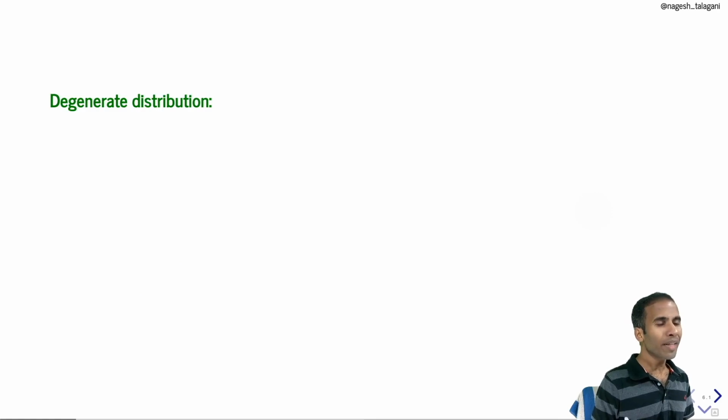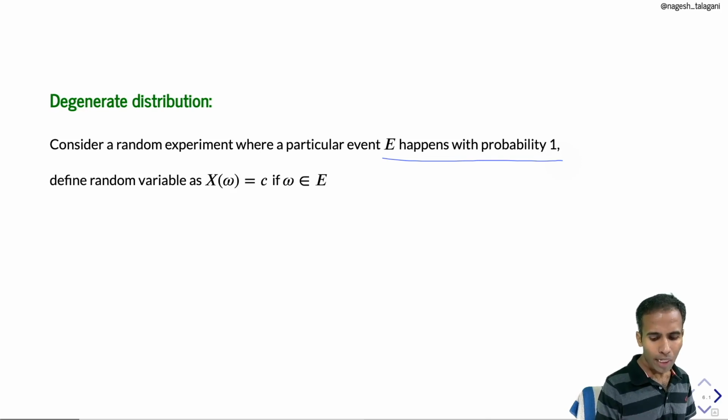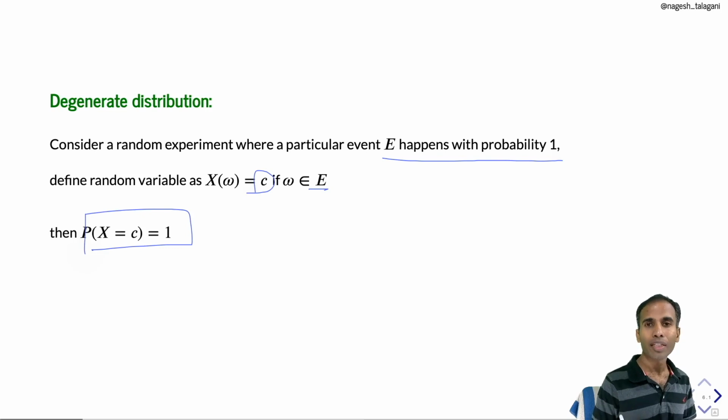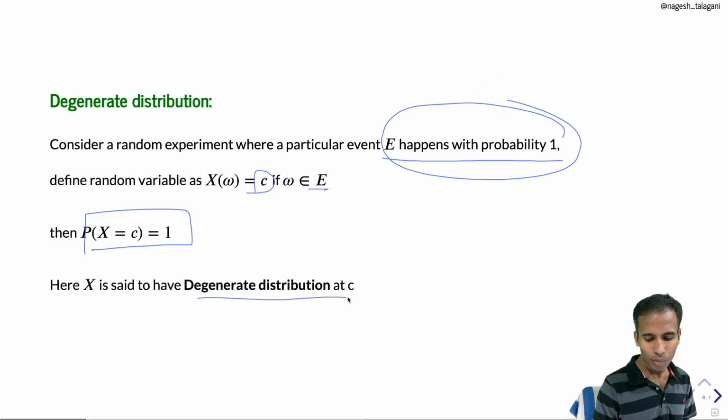Next, the degenerate distribution. Consider a random experiment where a particular event E happens with probability 1. Here, define a random variable which quantifies every outcome in E to some constant C. We can see that the probability of X equal to C will be 1, because X takes the value C whenever the outcome comes from E, and we know that E happens with probability 1. Here we don't mean that X doesn't take any other value. X may take some other values also, but with probability 0. X takes the value C with probability 1. Here X is said to have degenerate distribution at C.